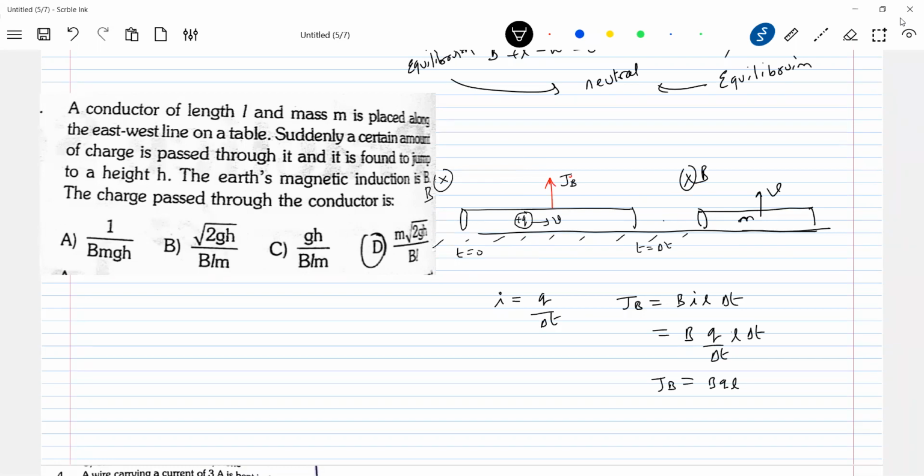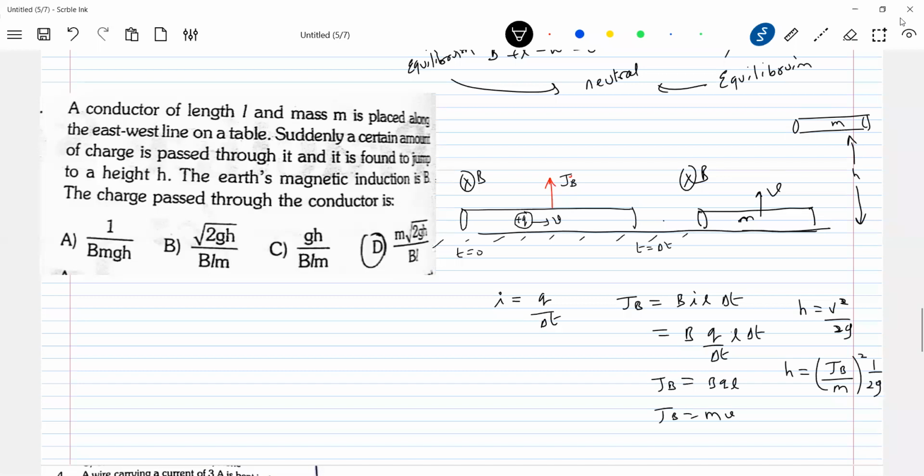And now because of this velocity it will ascend to a certain height. That height is what is being asked. h should be equal to v square by 2g. And the impulse JB is equal to m into v. Substitute all the values. So h equals v square, which is JB by m whole square, divided by 2g.